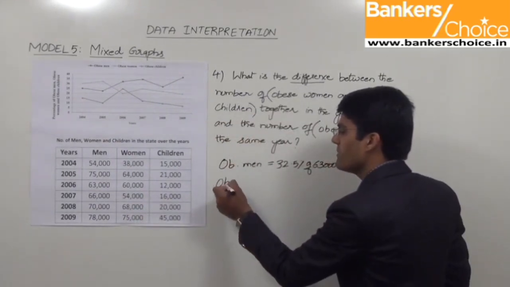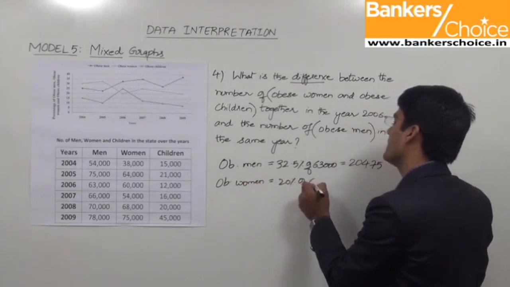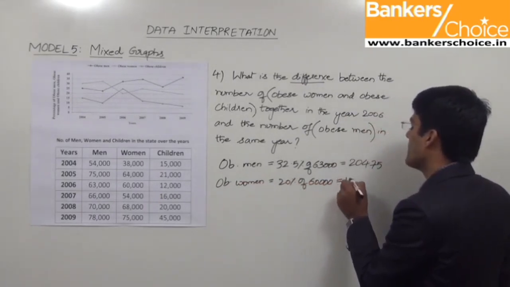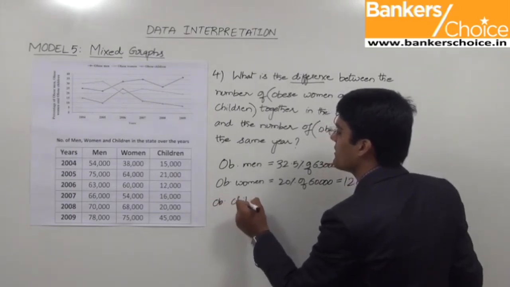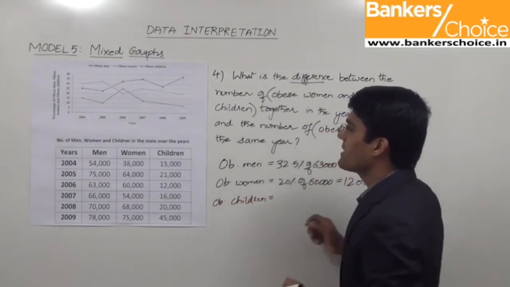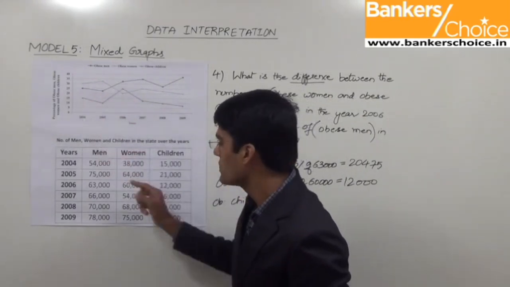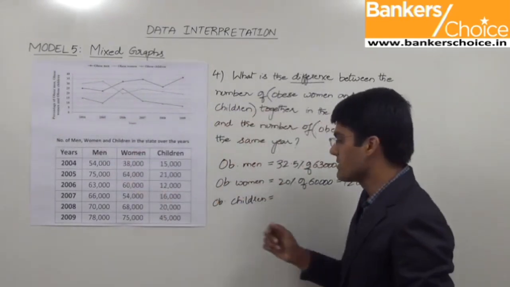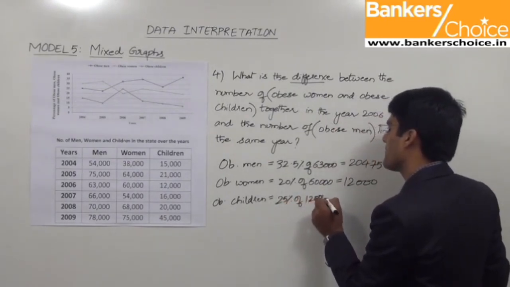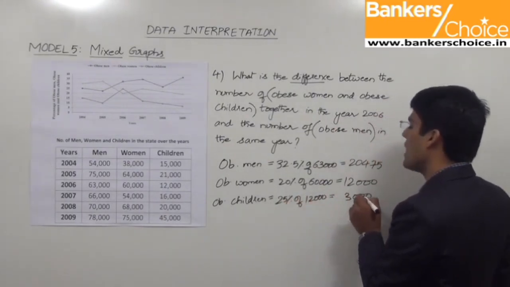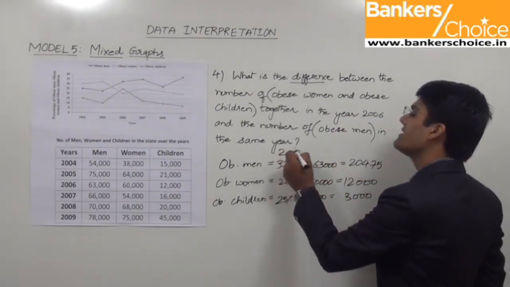Then the number of obese women in 2006, percentage here is equal to 20 and the total women is 60,000. So obese women can be taken as 20% of 60,000. That comes out to be 12,000. And lastly, the obese children in the same year, that means obese children in 2006. Now the percentage of obese children in 2006 here is given as 25% and the total children in 2006 is 12,000. So it can be taken as 25% of 12,000, which is equal to 3,000. So now we know the number of obese men, women and children for the year 2006.